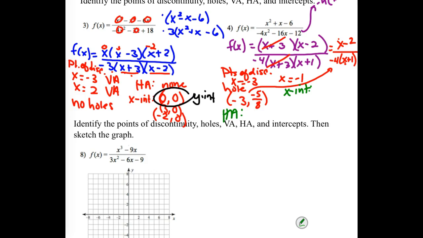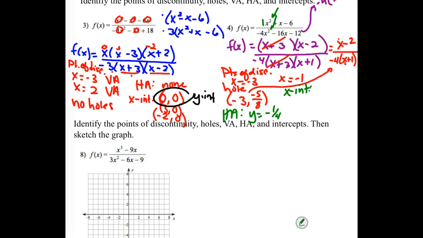Horizontal asymptote. What happens when the degrees are the same? Because we have a 2 and a 2. You use the leading coefficients. In this case, the leading coefficients would be 1 divided by -4. So y equals -1/4 would be the horizontal asymptote.